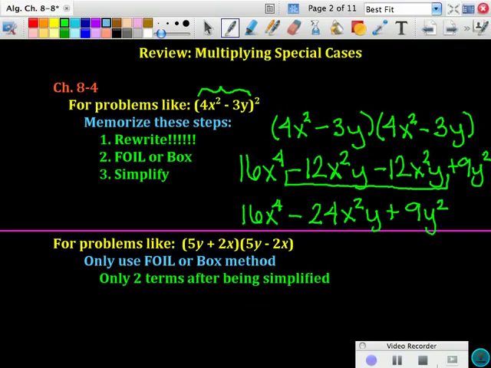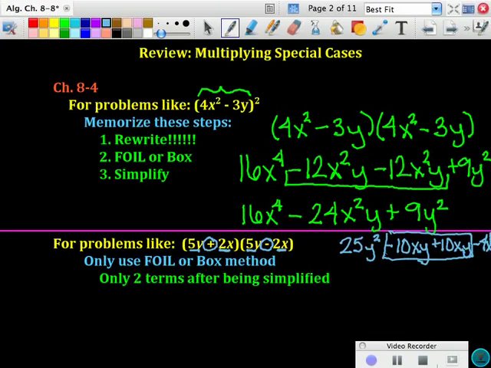Now for problems like this one, where you'll notice these first two terms are exactly the same, the second two are the same except for those opposite signs. So what happens is your middle two terms end up canceling out. So when you FOIL, you'll end up with 25y squared minus 10xy, and then plus 10xy, and minus 4x squared. So these will actually take care of one another and become a 0. So you end up with 25y squared minus 4x squared. Pretty cool.